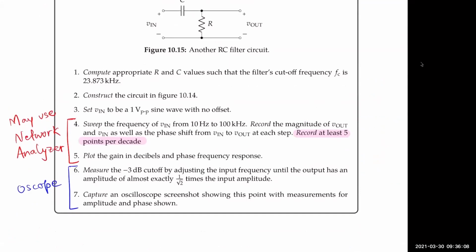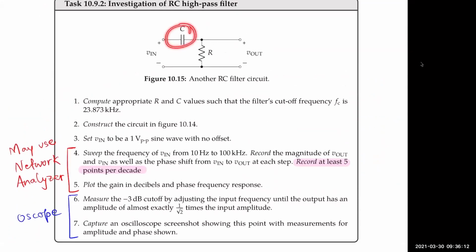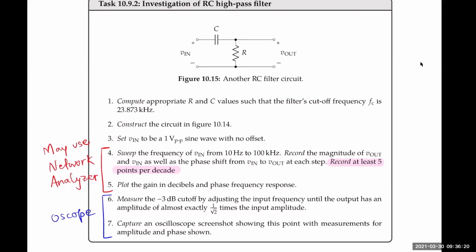Task 2, where you're doing the same exercise, but with the capacitor and resistor positions swapped, and that basically gives you a high-pass filter instead. Right? And you're doing the same exercises. Steps 4 and 5, you may use the network analyzer. Steps 6 and 7 must be done on the oscilloscope.